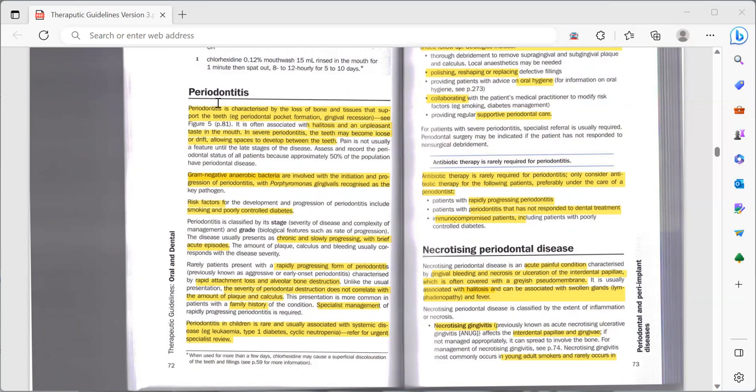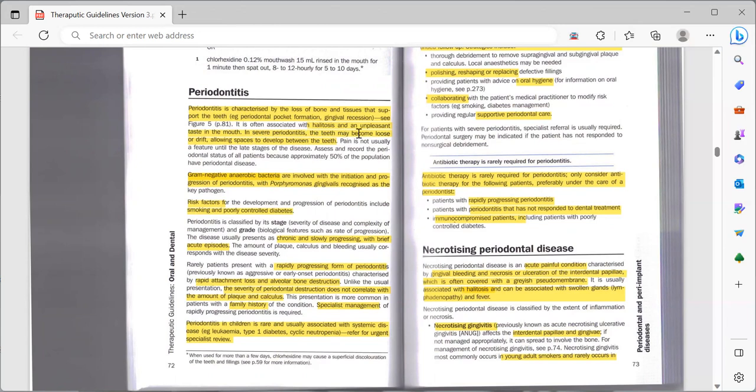Because in periodontitis, there is loss of bone and there is space between the tooth and the gum tissue. So in that space, which we call a pocket, food gets entrapped and bacteria act on it, and that's the reason it is progressing. But due to this process, it also leads to bad breath and bad taste in the mouth.